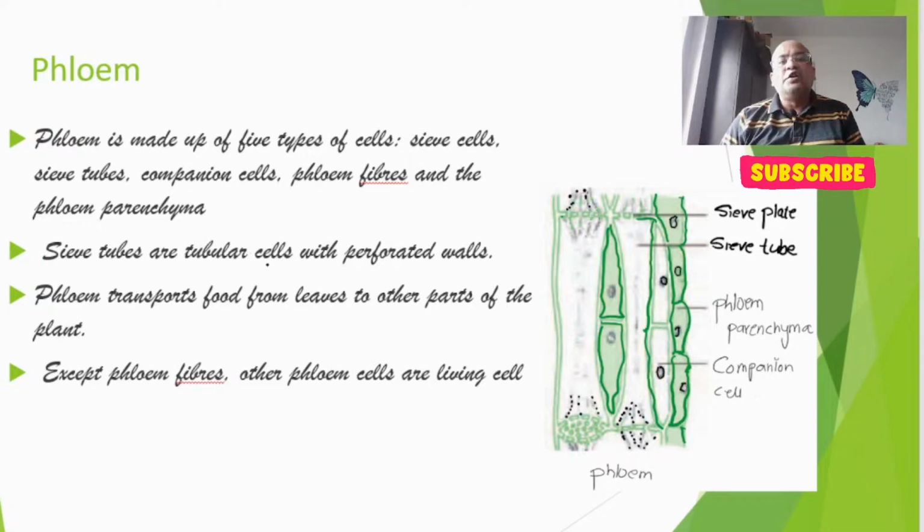Sieve tubes are tubular cells with perforated walls, right? There will be little small holes, that is the perforation. Phloem transports food from the leaves to other parts of the plants. Except phloem fibers, other phloem cells are living cells. So we have seen the complex tissues also, that are nothing but the xylem and phloem.